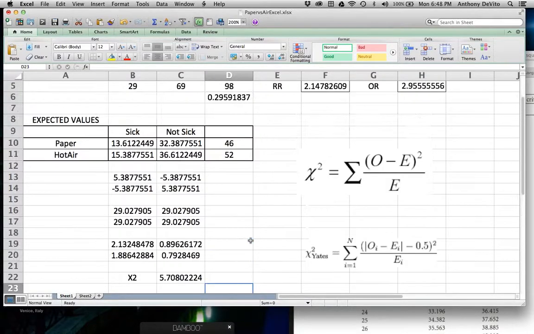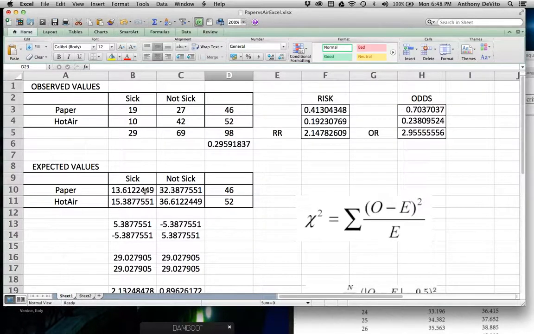One of the rules we heard is that each one of these boxes has to be greater than 5. Anybody remember whether it's the expected values or the observed values that have to be greater than 5? It's the expected values. The expected values can't be less than 5 in any one of these boxes. It affects the accuracy of the test. That doesn't mean you absolutely can't do it, but we don't want too small a sample in one of these boxes.